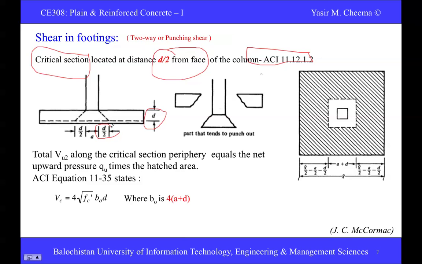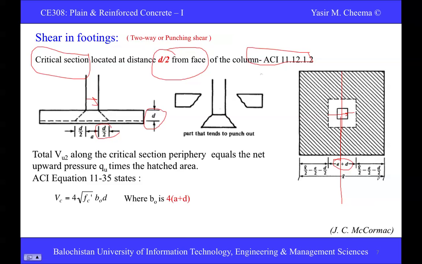Clear? So again here, the column dimension is a. This column section is a, and d/2 is this side, and d/2 is this side. So the total dimension would be a plus d/2 plus d/2, meaning a plus d. The remaining dimensions you can determine simply: if this is the center, this side would be L/2 minus a/2 minus d/2, and similarly this dimension would be equal to L/2 minus a/2 minus d/2.